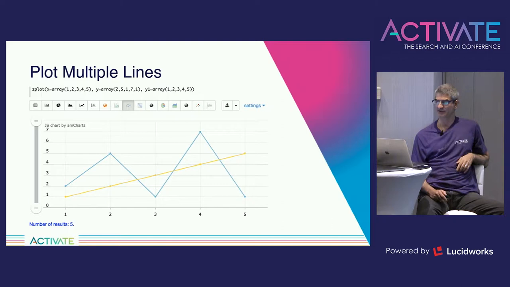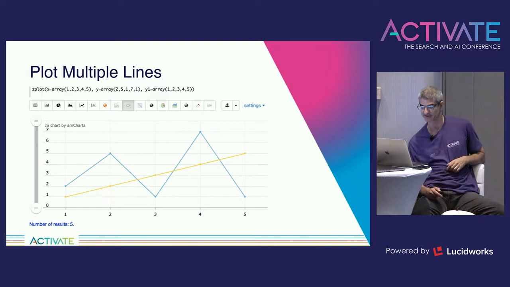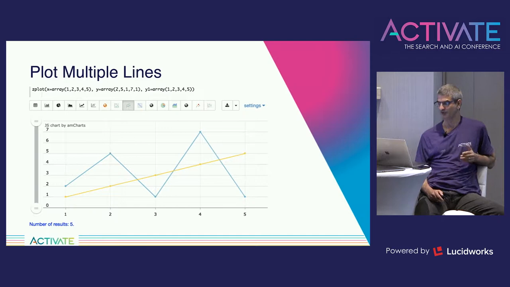And here's an example of plotting multiple vectors. So we have an x-axis with an array, a y-axis with an array, and a y1 with an array, and we're going to plot the x-axis and then both y-axes as different lines. And you can see that it's doing it on a line chart. You could choose any one you want, but you can see that it's easy to plot as many vectors as you want in any different format that you want.